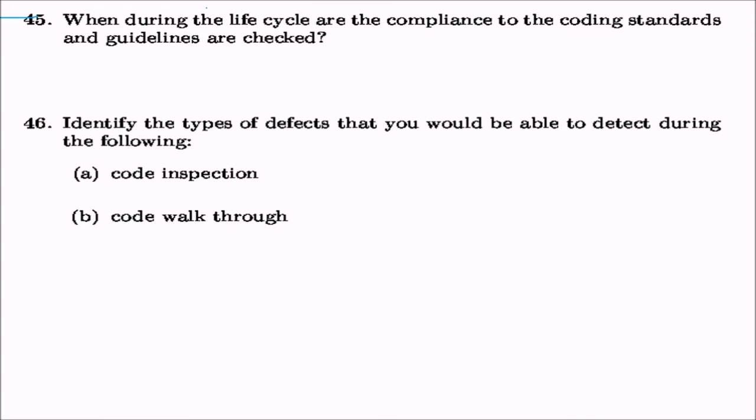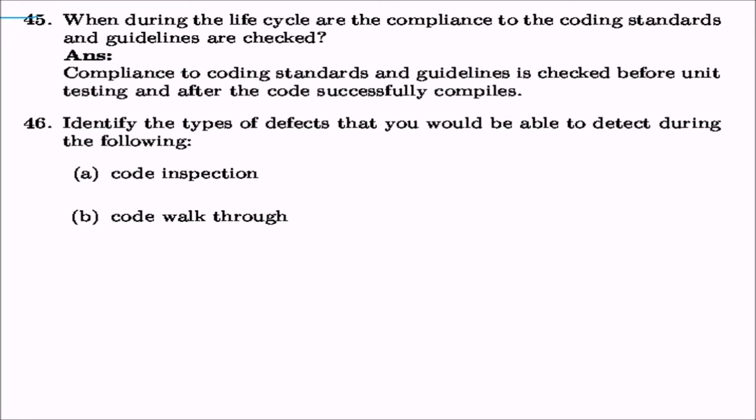When during the life cycle is compliance to the coding standard and guidelines checked? Compliance to the coding standard and guidelines is checked before unit testing, after the code successfully compiles, not run, if the code is syntactically correct, because compilation will remove all the errors of syntax. And once it is compiled, then you can go for the coding standards and guideline checking.